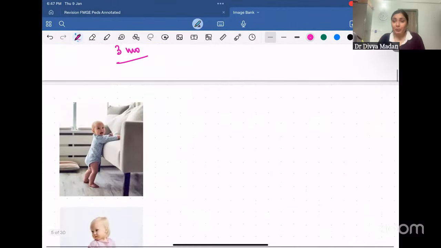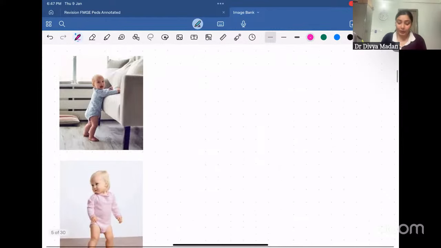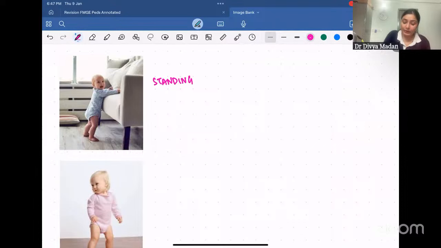Now coming to some other gross motor milestones, can you see what the child is doing here? The child is standing. Is the child standing with support or without support? The child is standing with support. When does this come? This comes at 9 months of age.